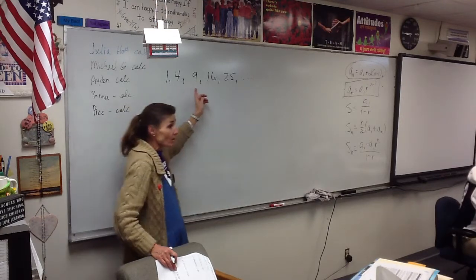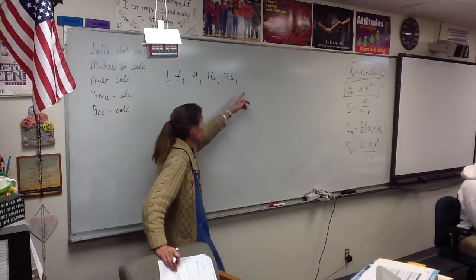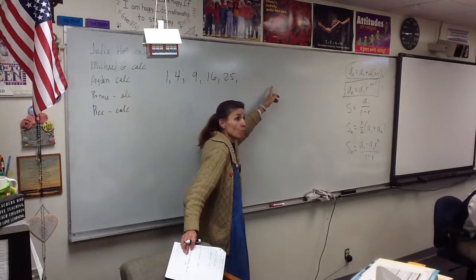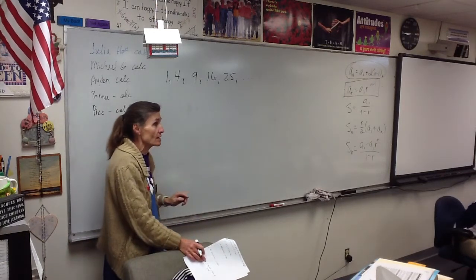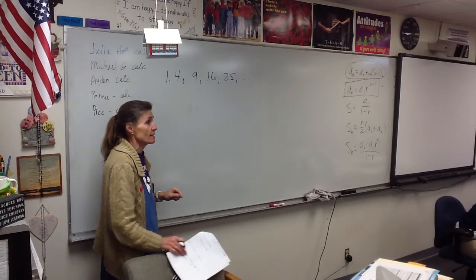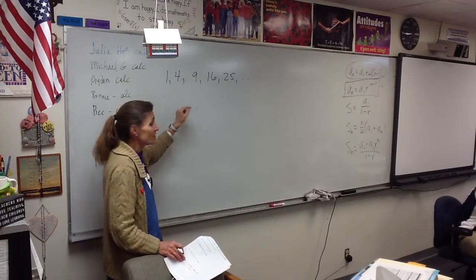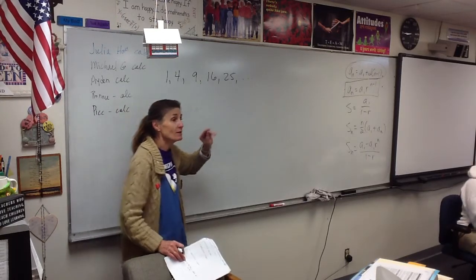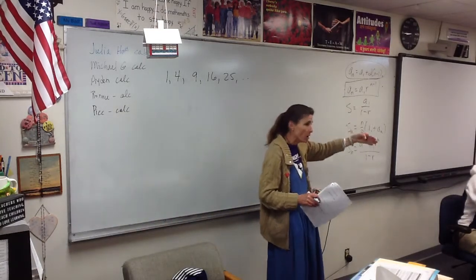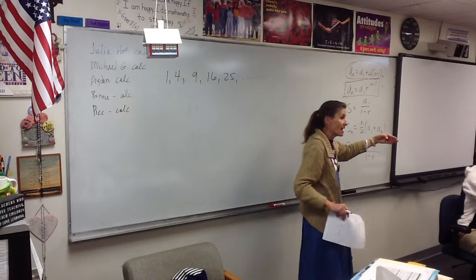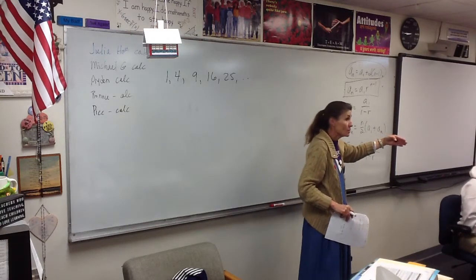These are the squared numbers. So the next term would be 36 and 49 and so on and so on. But that isn't the point of the exercise. The point of the exercise is, does this set of numbers have a limit? In other words, is there like a wall that they're not going to go past? And the answer is no.